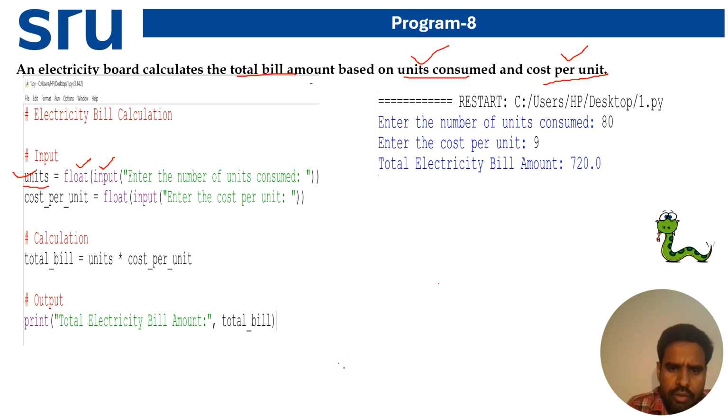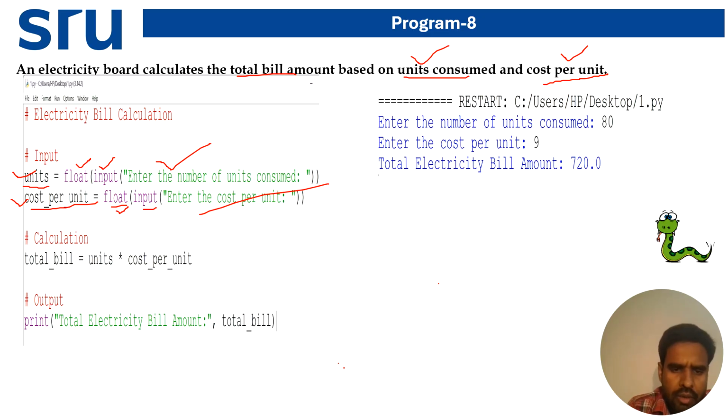Now I'm displaying the message: enter the number of units consumed. Next variable I'm taking is cost_per_unit. Again I'm taking float, which means decimal point, suppose 9.5. I'm using input because we want input from the user side. Now the message: enter the cost per unit.